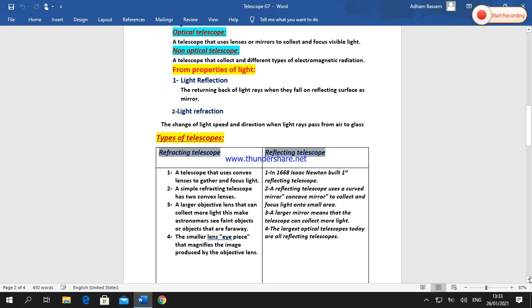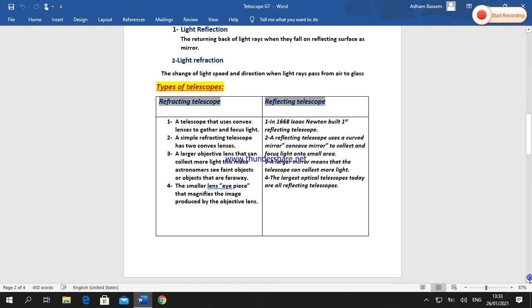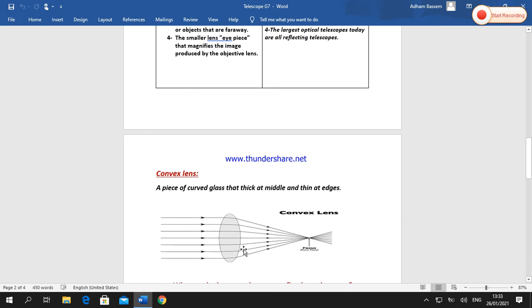What is meant by convex lenses? Look at the figure. This is known as convex lens. It's a piece of curved glass that's thick from the middle and thin at the edges, okay? And this type of lens has the ability to collect and focus light, okay? And convex lens is also used in our daily life in medical glasses to treat vision defects.